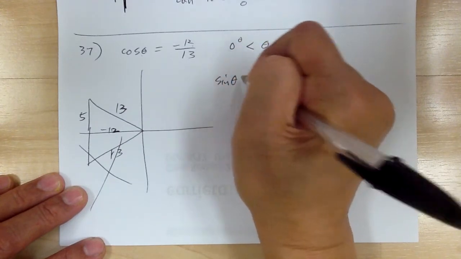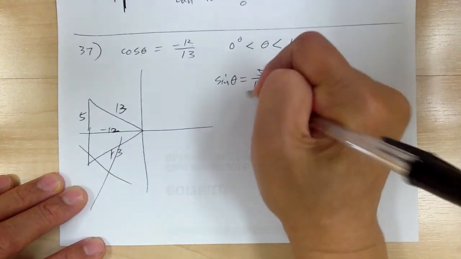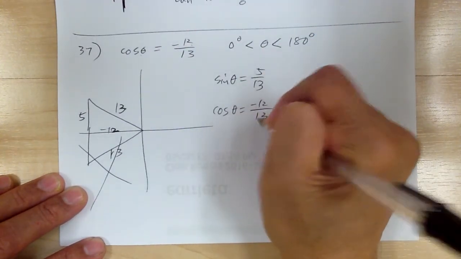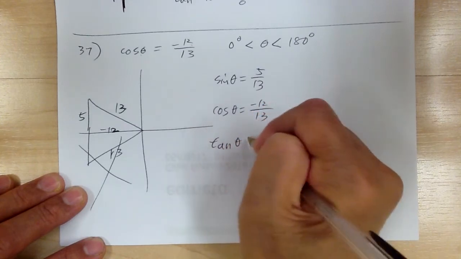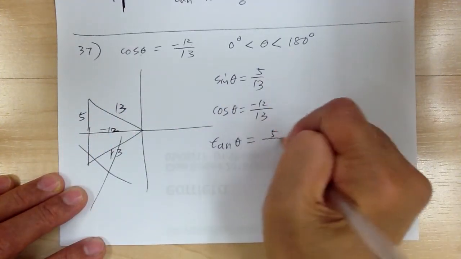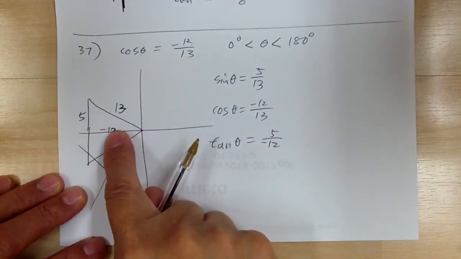So sine theta, by looking at this, sine is this over that, so it would be 5 over 13. Cosine is already given, is negative 12 over 13. Okay, tangent theta, tangent is sine over cosine, so it would be 5 over negative 12.